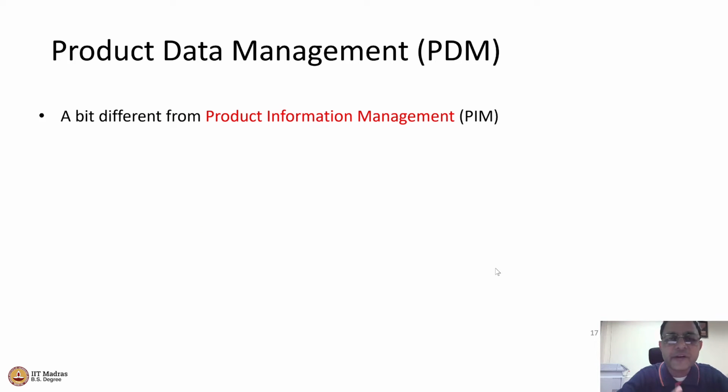This is a bit different from a product information management system. Now, what is the difference? Product data management and product information management, somehow the industry has taken these as two different things. Product information management is mainly for customer facing information about the product.